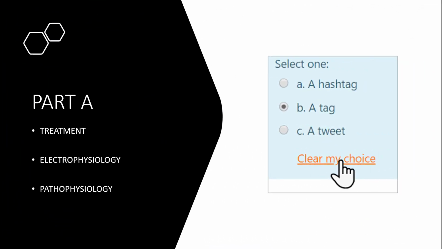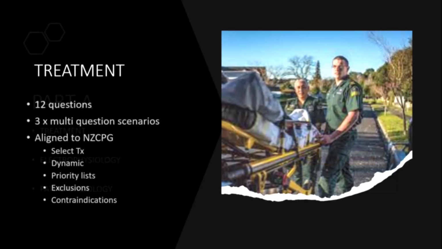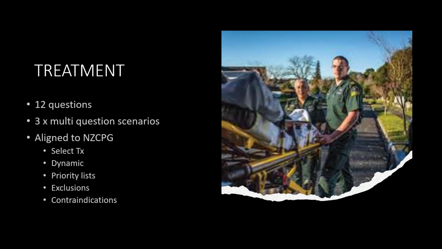So the first exam, part A of the multi-choice, covers 3 areas. The treatment section has 12 questions, and what they are is 3 scenarios. Each has its own multi-choice questions associated with it. So we've broken up the pages. There's 1 page per scenario. The answers are aligned with the New Zealand CPG and best practice, but whichever version of the CPG you're using should be sufficient. What we're going to be asking you to do in these is to select the appropriate treatment.